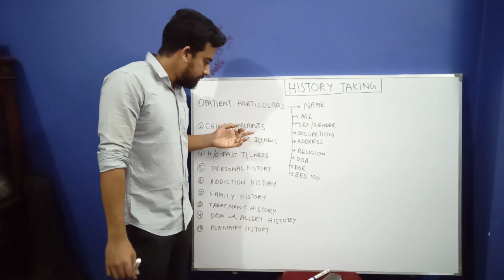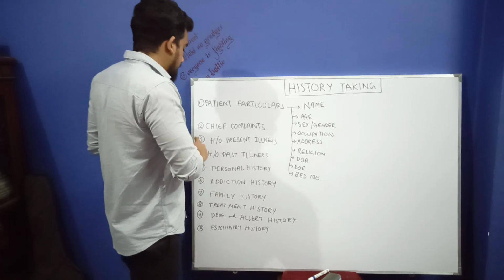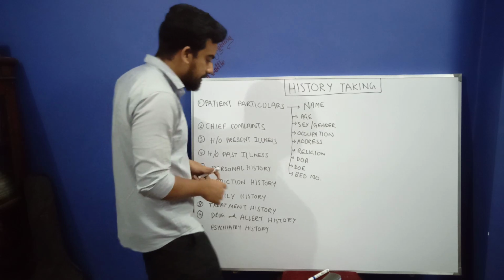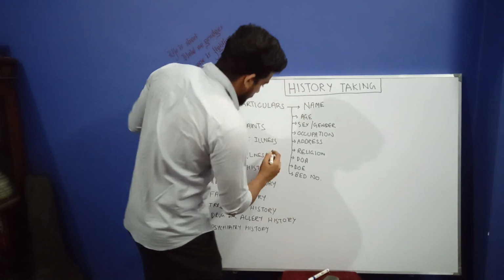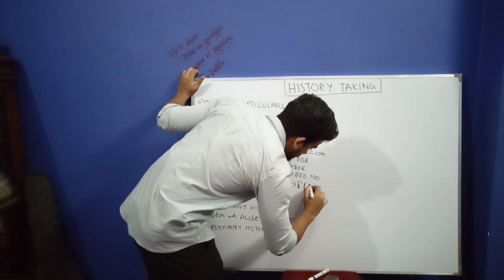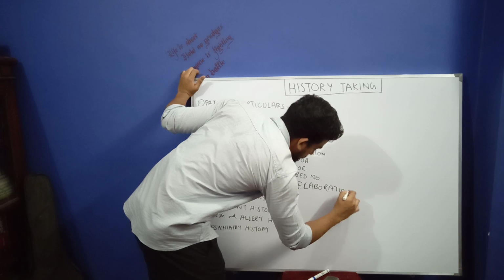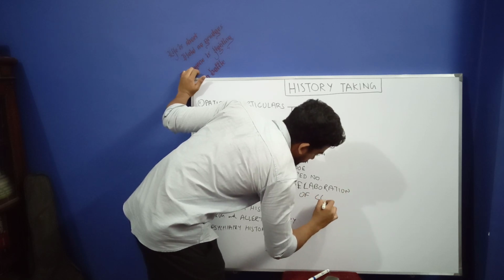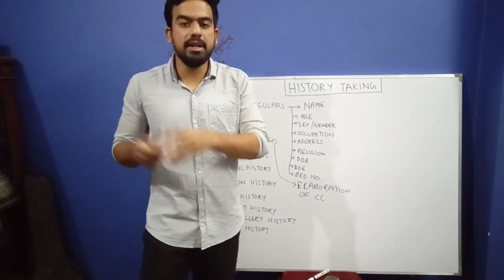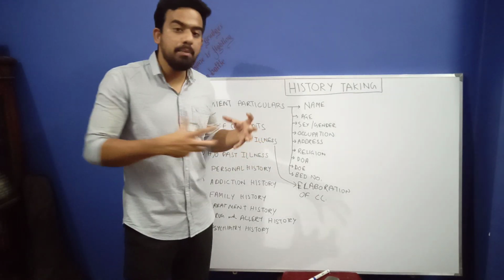Next, coming to history of present illness. Now what is it? History of present illness is the elaboration of chief complaint. Whatever chief complaint that you've mentioned, be it fever, vomiting, pain, whatever, history of present illness is the point where you elaborate that.